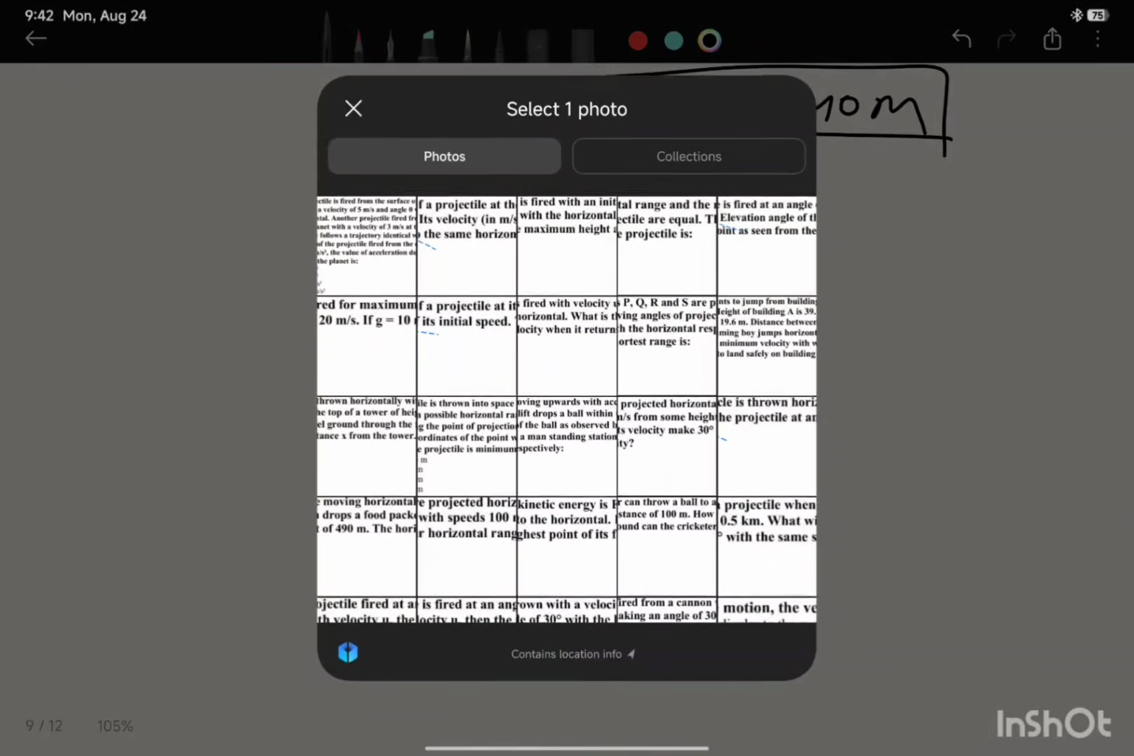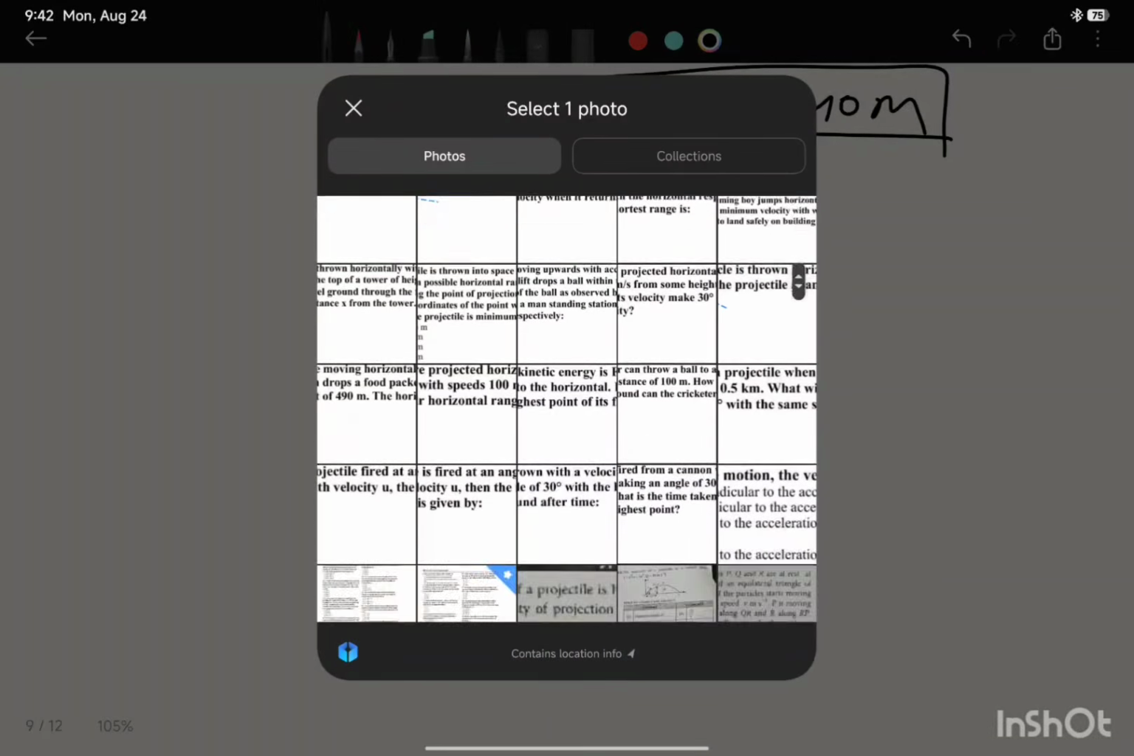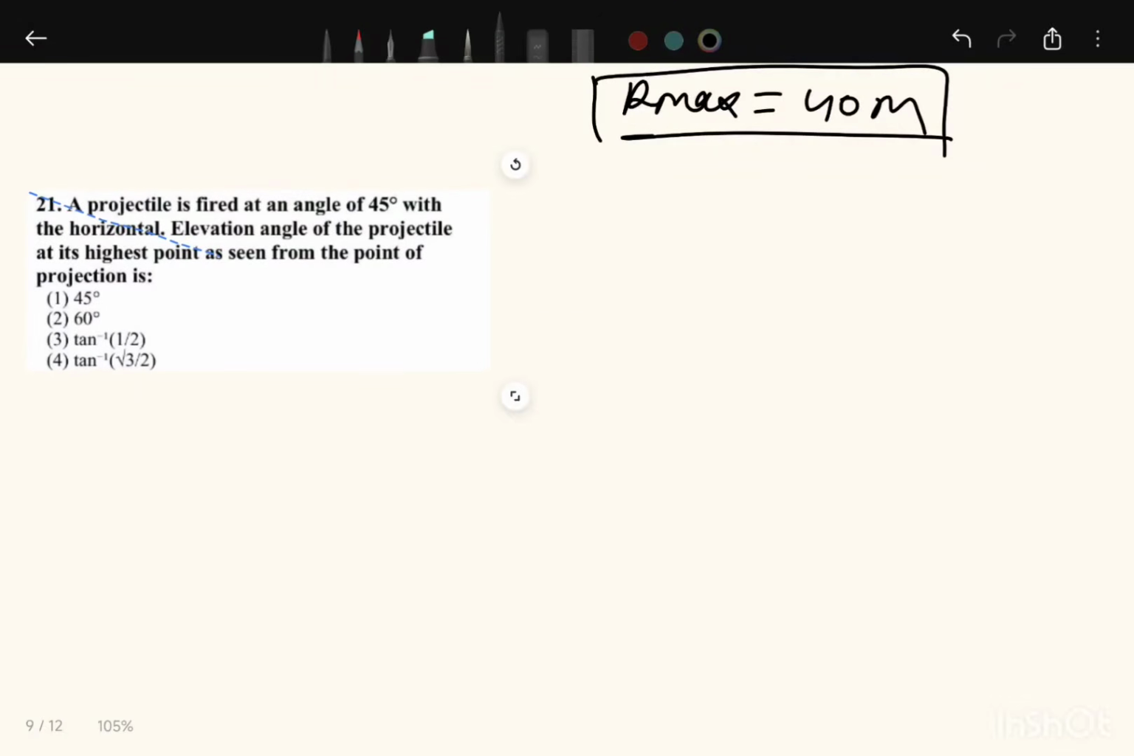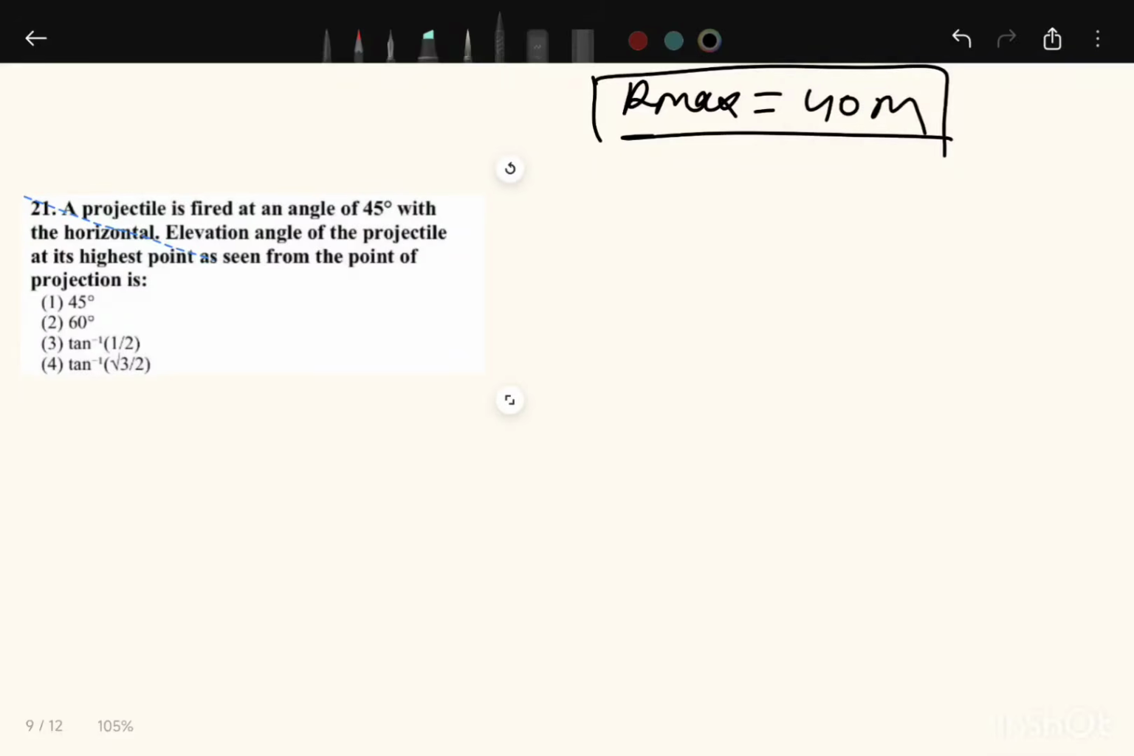Question number 21, right? So question number 21 is saying a projectile is fired at an angle of 45 degree with the horizontal. The elevation angle of the projectile at its highest point is seen from the point of projection. We have to find the elevation angle. Okay. Let me see what this elevation angle is. So first of all, let me draw the diagram.